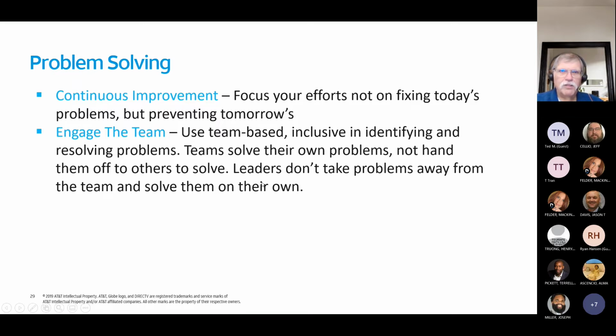So one concept that you need to remember is that leaders don't take problems away from the team and solve them on their own. That is not what a leader does. A leader enables the team to solve their own problems. Okay.